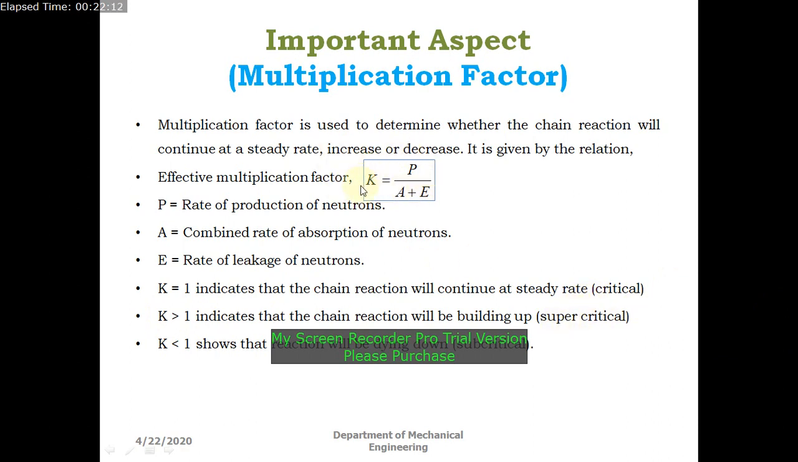If the effective multiplication factor is very large, we have to take suitable precautions to bring the multiplication factor back to a lower level. If the rate of absorption of neutrons is very large, that means A is increasing, then the rate of production falls. In such a case, the effective multiplication factor will become less than 1. That means the chain reaction rate is decreasing gradually.